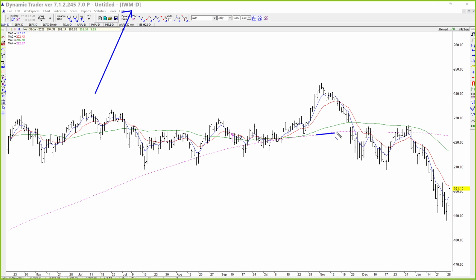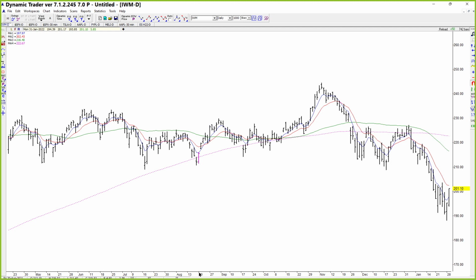These are the averages I use. I use the 200 simple, which is the pink average here. I use the 50 simple, which is the green one here. And then I use the 513 EMA combo. Now in this case, the 5 is the blue and the red is the 13. Basically, if the 5 is below the 13, that's bearish. If the 5 is above the 13, that's bullish.